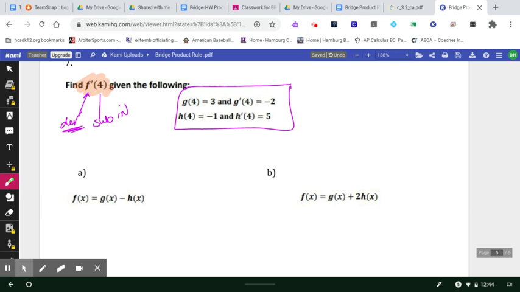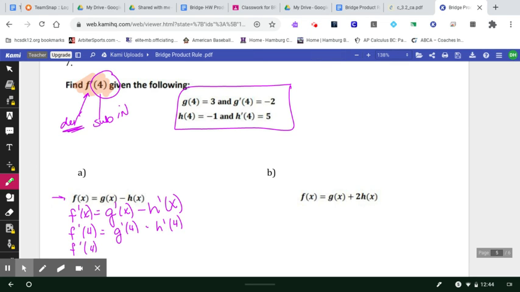So question A, f of x equals g of x minus h of x. So I want to find f prime. So I'm going to derive this side. F becomes f prime. G of x becomes g prime of x. H of x becomes h prime of x. Now I'm going to substitute in 4. So I've got f prime of 4 equals g prime of 4 minus h prime of 4.